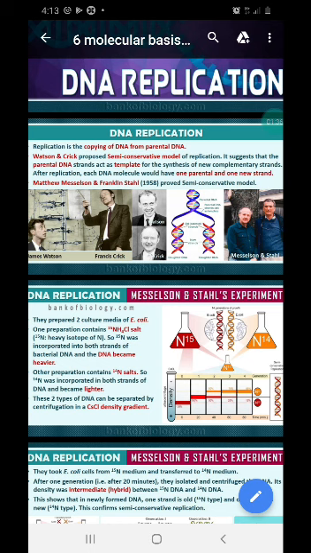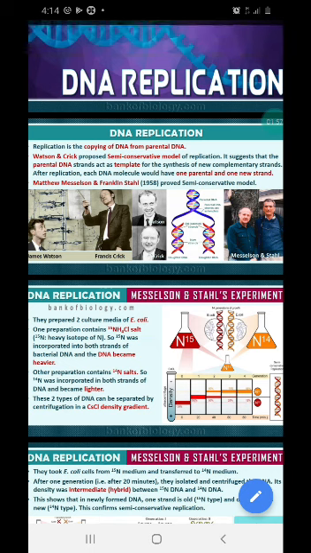This kind of replication is called semi-conservative replication. Now, the proof for semi-conservative replication was given by Meselson and Stahl.